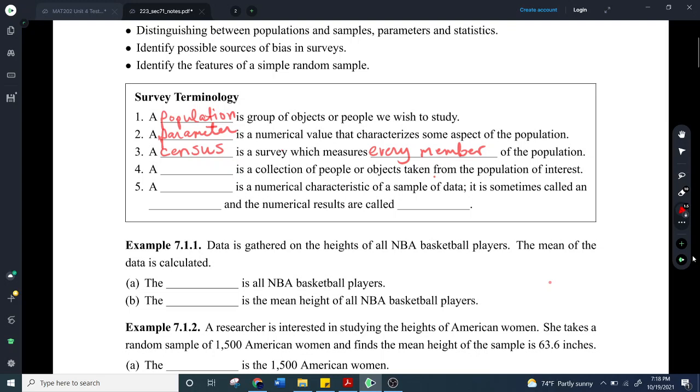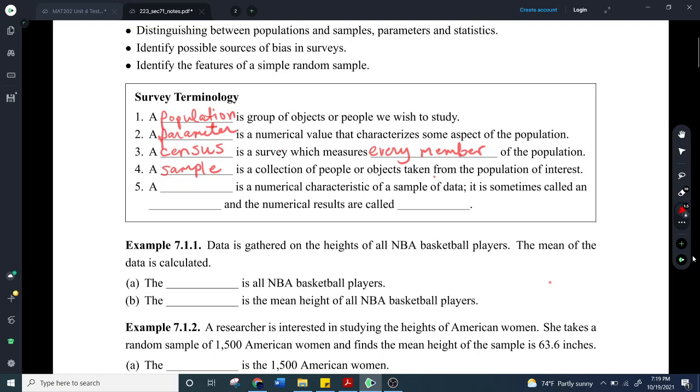So instead of collecting a census, what we do instead is we take a sample. So that's the next term here. A sample is a collection of people or objects that is taken from the population. I like to think of a sample as a subset of the population. So if our population was all students at Flagler College, a sample of that population might be just all the students that are taking statistics. That could be a sample of the entire population. So some subset is going to be your sample.